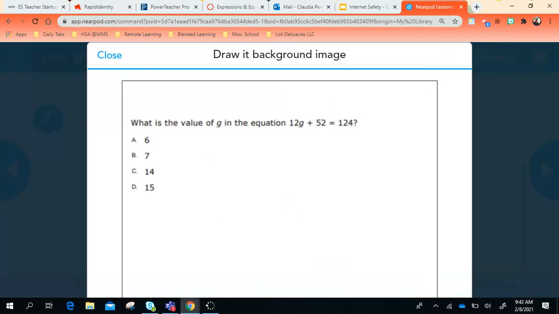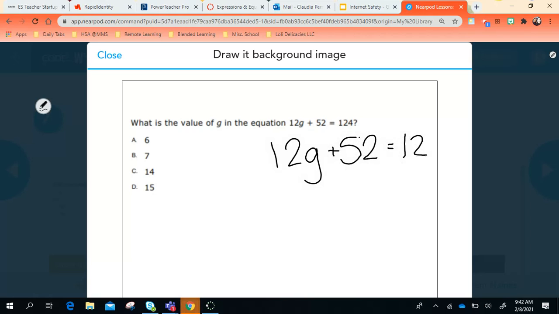Okay, so we're looking at bigger numbers now. So even if it's bigger numbers, it's still the same thing. So I'm going to rewrite so that we can see it better. So we have 12G plus 52 equals 124. Line through my equal sign.